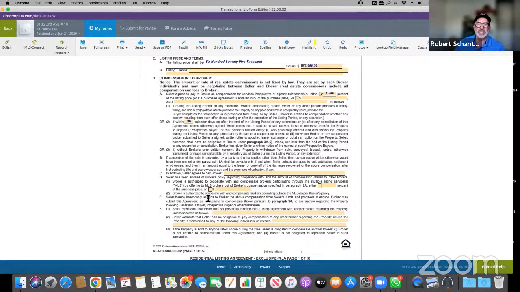And then item C, in addition, seller agrees to pay broker. You can also put that, this section right here, remember I talked about that $10,000 bonus? You can put it in this section as well too.